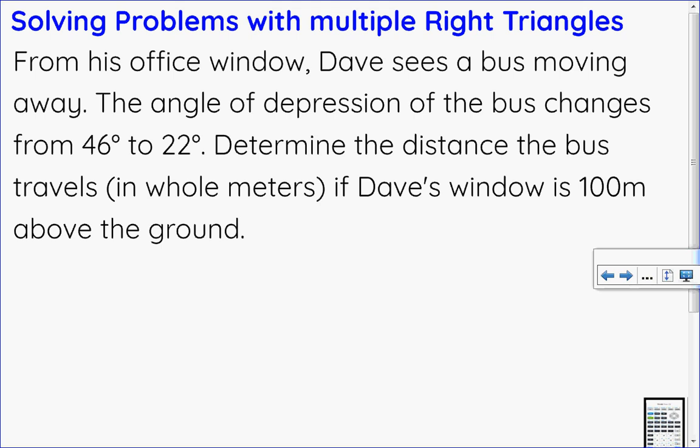Okay, so we've got Dave. He's in an office, and from his office window, he looks out and he sees a bus moving away from the office. The first time he looks at it, the angle of depression was 46 degrees, and then the next time he looks at it, it changes to an angle of depression of 22 degrees. So I want to determine how far the bus has traveled from the first time he saw it to the second time that he saw it if his window is 100 meters above the ground.